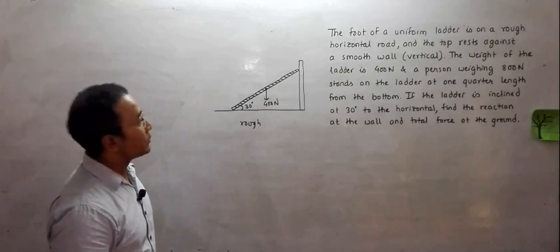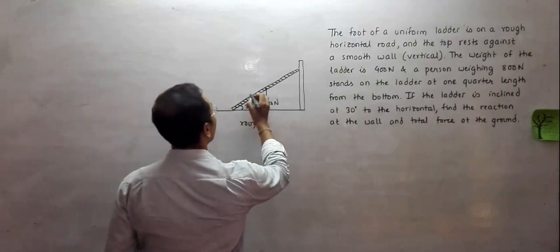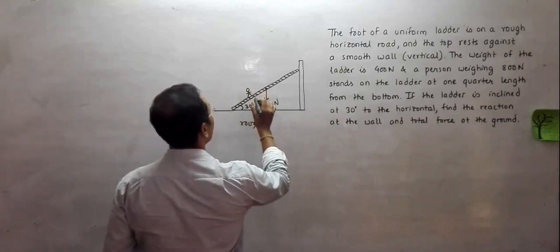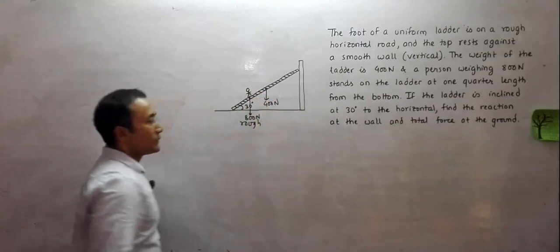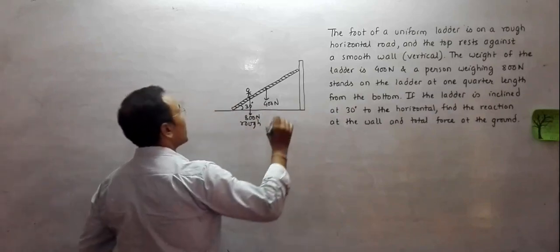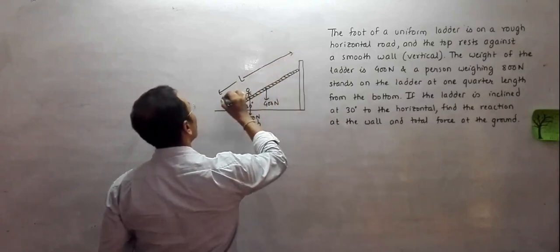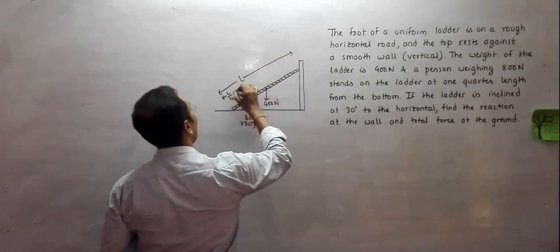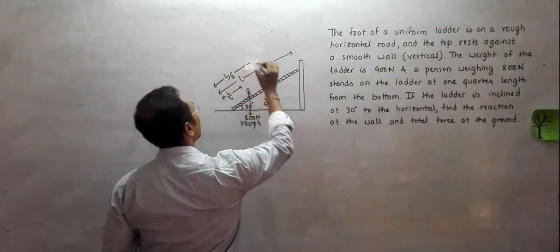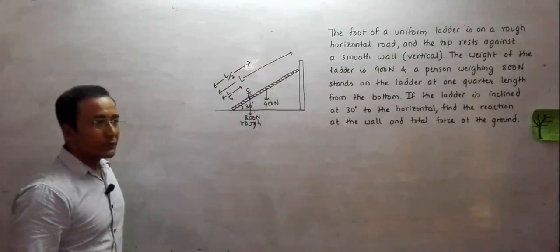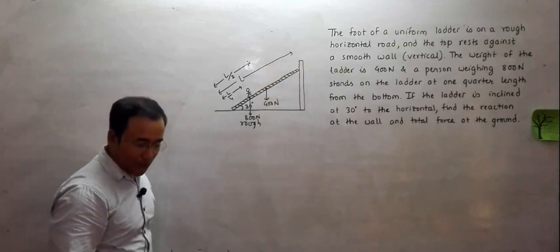And a person is standing somewhere at a distance of 1/4 length from the bottom. So a person is standing here, and the weight is 800 Newton. This is 1/4. In order to denote those distances, let me use it like this. This is length L. This length will be L by 4 up to here, and from here to here it will be L by 2. So this is the full length, this is half length, and this is the 1/4 length.